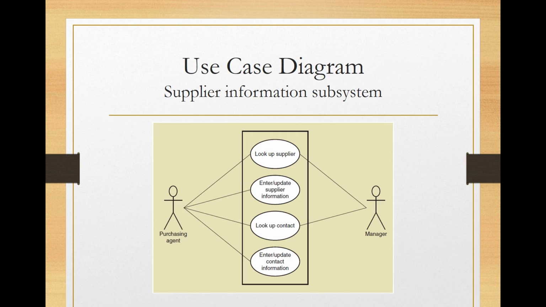So we have some other diagrams here. This is what they call a use case diagram. And this just lets us know who interacts with these pieces. So we created those subsystems. And that purchasing agent, well, they enter and update data.